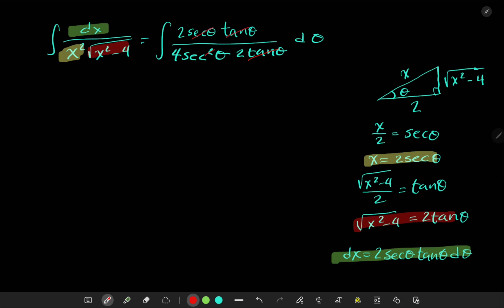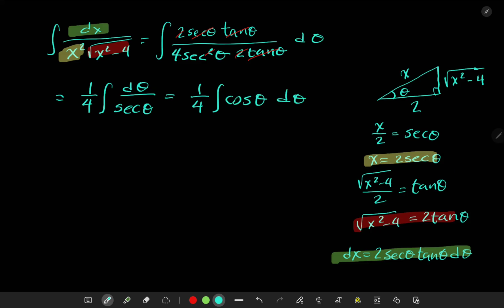square, and a 2 cancels a 2. Anything else? I think that's that. So we get a 1/4 of the integral of d theta over secant. And this one is even better than before, because this one is just going to be the cosine. The reciprocal of the secant is the cosine, so you just throw the cosine in there, and this is just going to be 1/4 of the sine of the angle plus c.